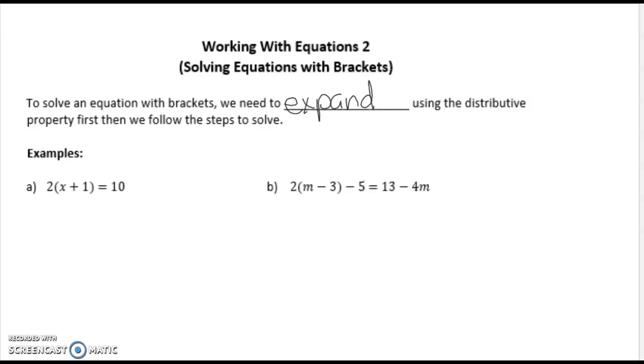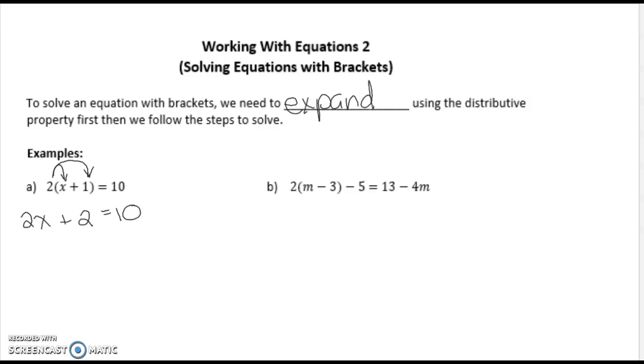Okay. So, the first one right here, we have a 2 outside the brackets, so we're going to take that 2 and multiply it by everything inside of the bracket. So first things first, 2 times x is 2x, and then 2 times positive 1 is positive 2, and then we have equals 10.